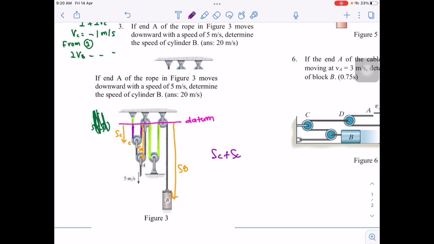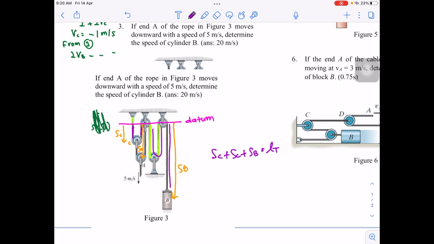Warna hijau ni tak perlu masukkan sebab dia unchanged length. You boleh skip, and then naik atas. You boleh skip juga. Kemudian dia turun bawah. Dia turun bawah ni you boleh tambah lah, iaitu SB is equals to total length.